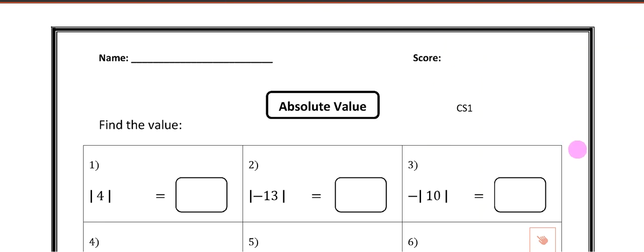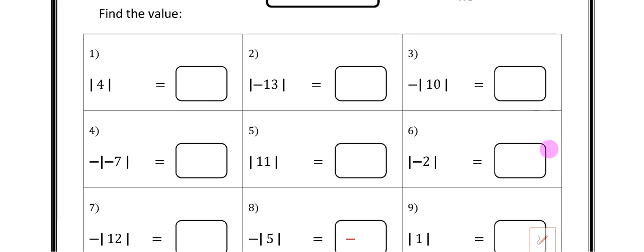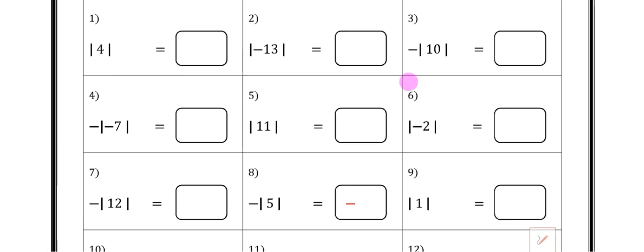All right, now, why is this sheet considered the next one on? What's different about it? Dana? Yeah. You'll notice that this one's nice and easy, is it? Absolute value of 4 is 4. Absolute value of negative 13 is 13. But this is negative absolute value of 10. So it's negative 10.